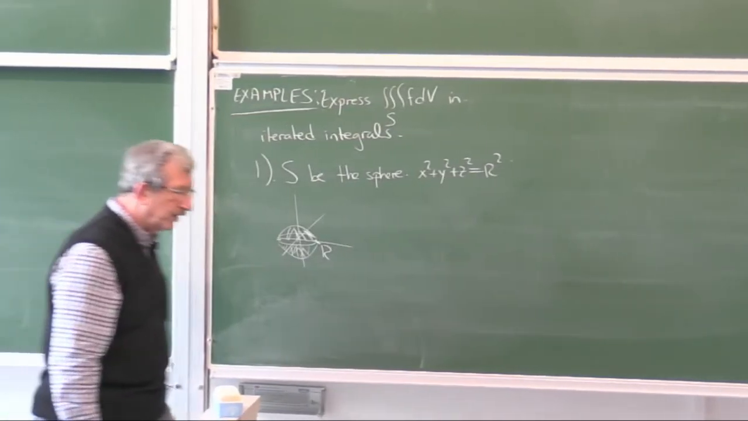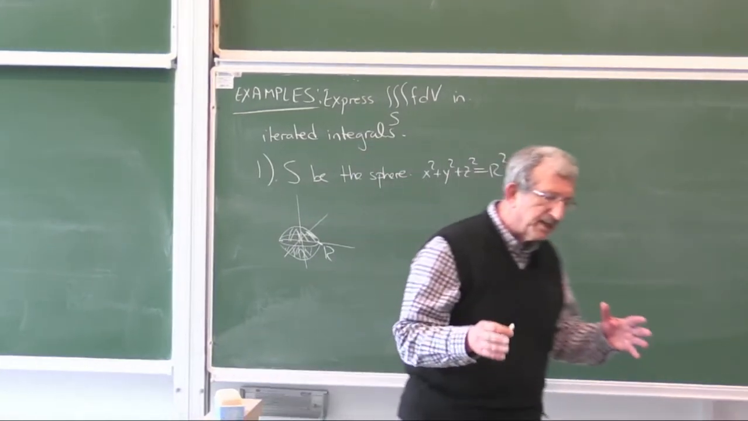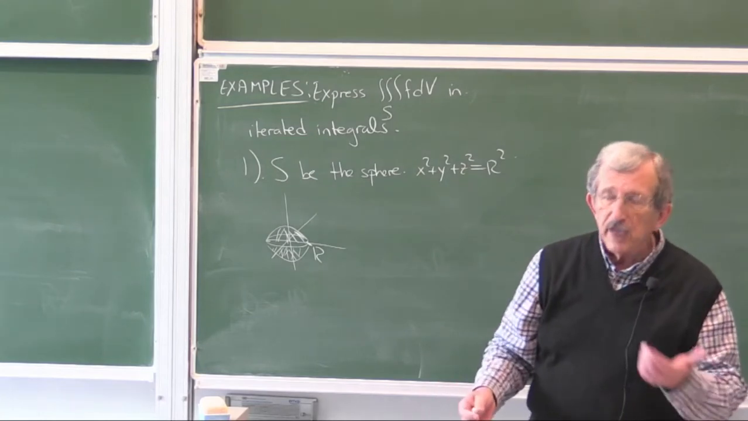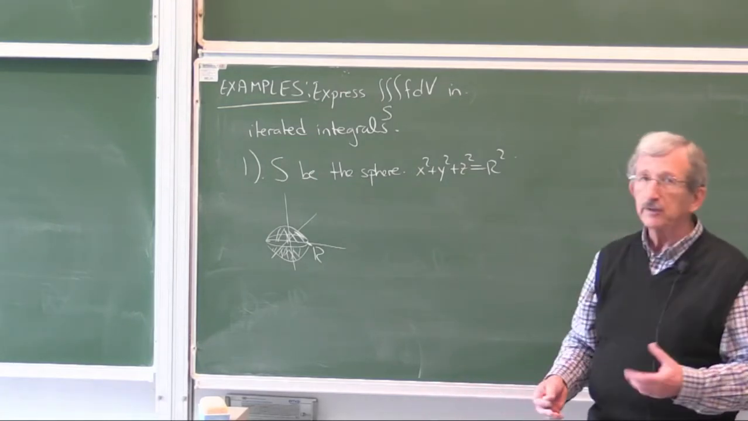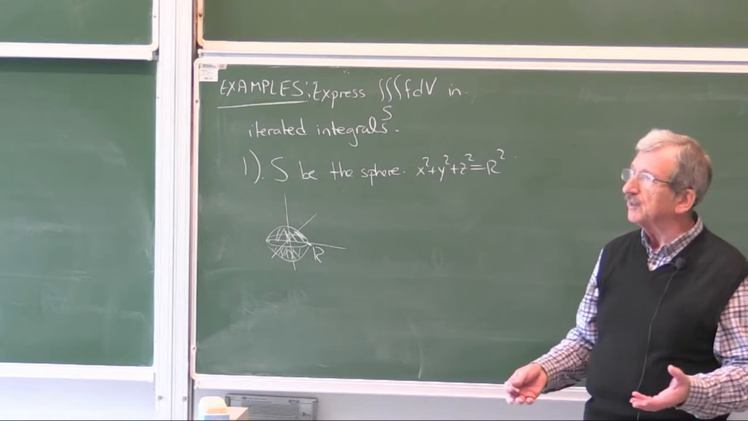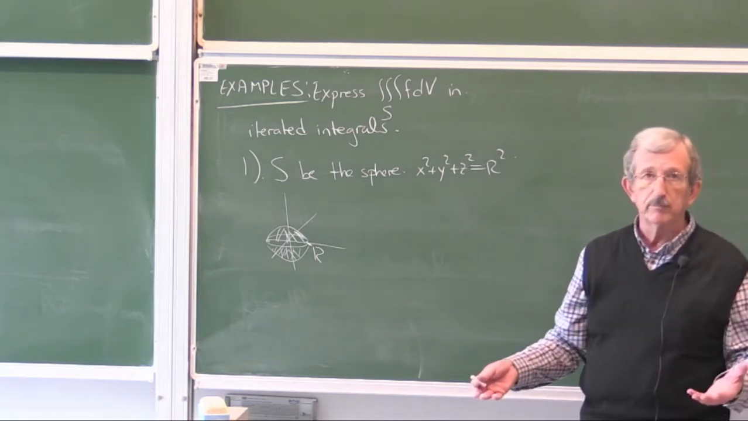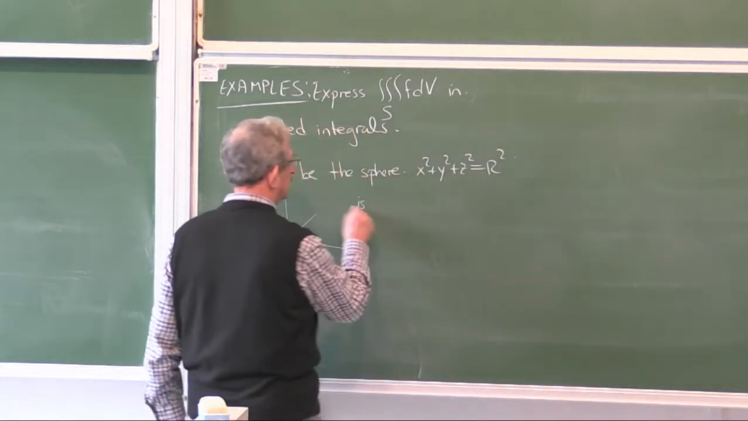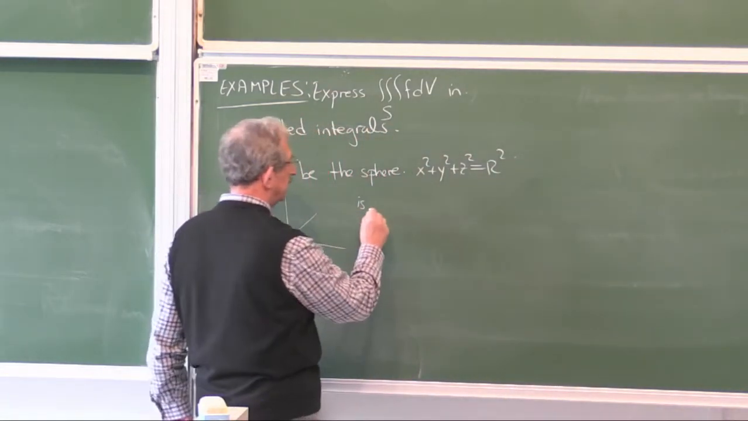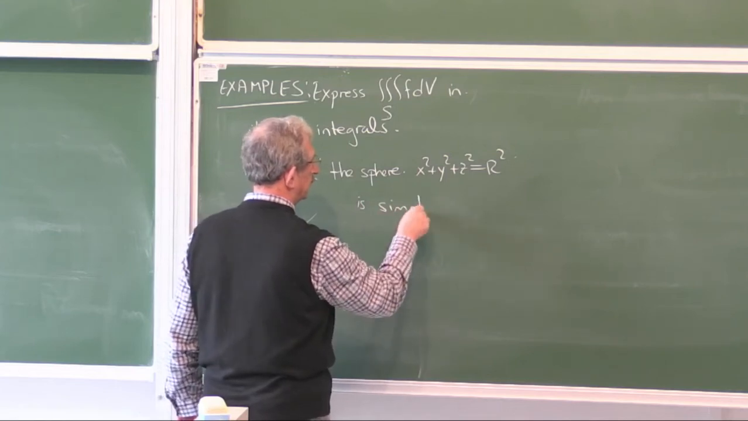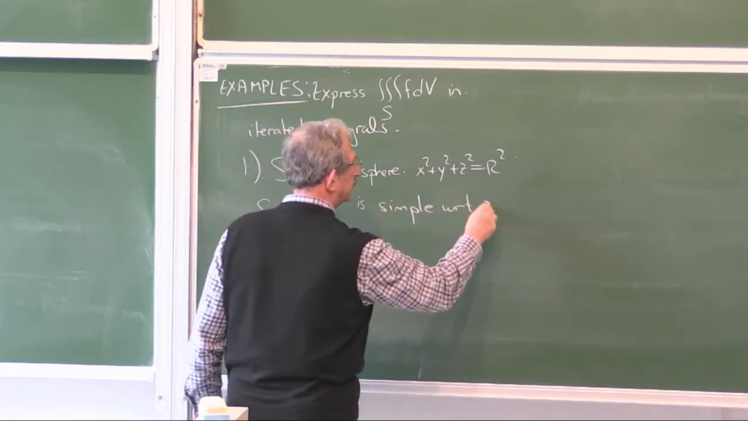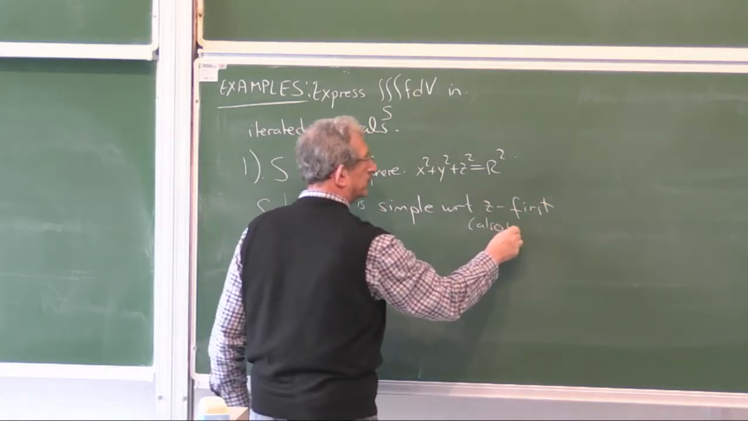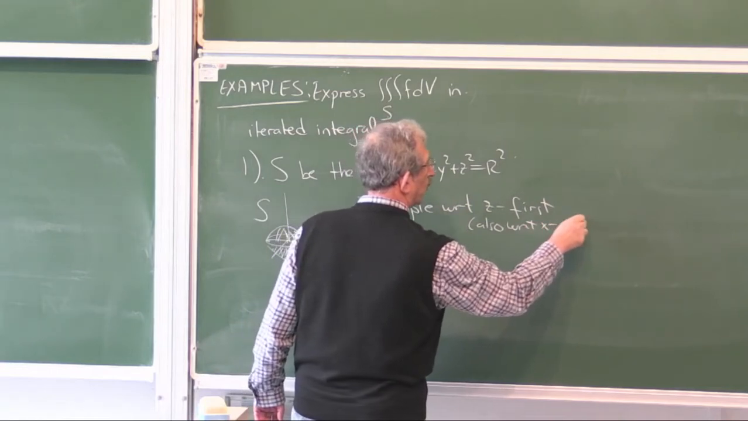Well, firstly, is it a simple region with respect to x, y, or z? The answer is quite obvious. It is, of course. Actually, it is simple with respect to all three of them. So let us take z first. Now, call this S, it is simple with respect to z first. Also with respect to x or y.